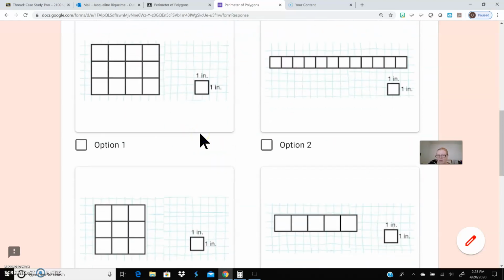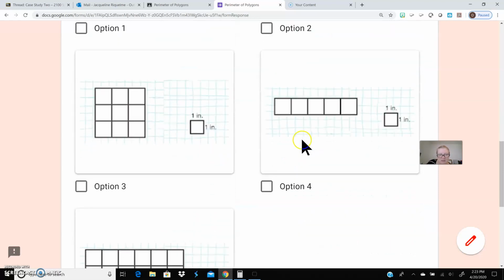Let's go to option number 2. I'm going to count starting here. 1, 2, 3, 4, 5, 6, 7, 8, 9, 10, 11, 12. Well, this is 12 on the bottom. It can't be this one because 12 on the bottom and 12 on the top wouldn't make sense. Okay, let's look at this one, number 3.